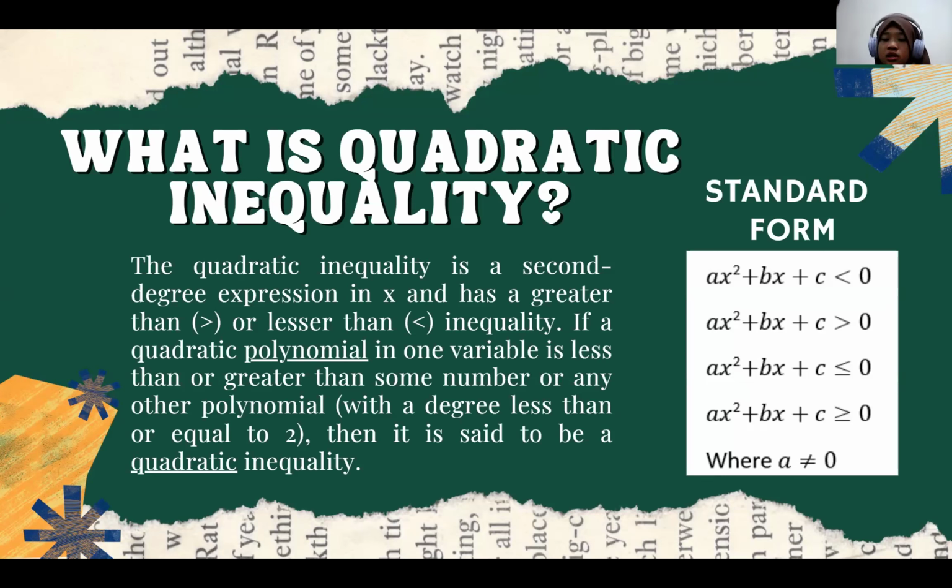So there are four standard forms of quadratic inequality. The first one is the sum of ax to the power of 2 added to bx added to c is less than 0. And the second one is ax squared added to bx added to c is greater than 0. And the third one is the sum of ax squared added to bx added to c is less than or equal to 0. The last one, the sum of ax squared added to bx added to c is greater than or equal to 0, where a is not equal to 0.